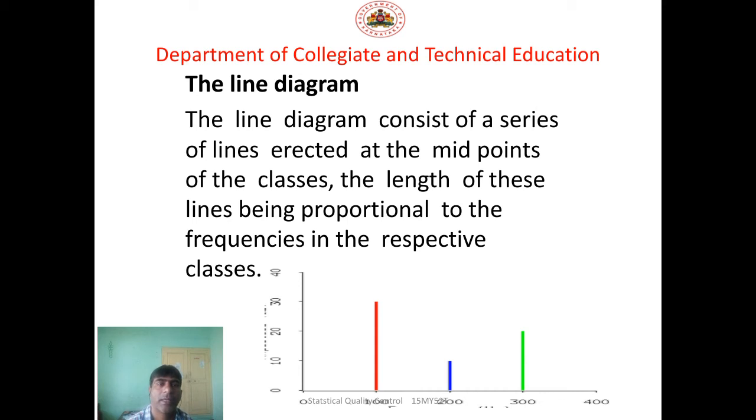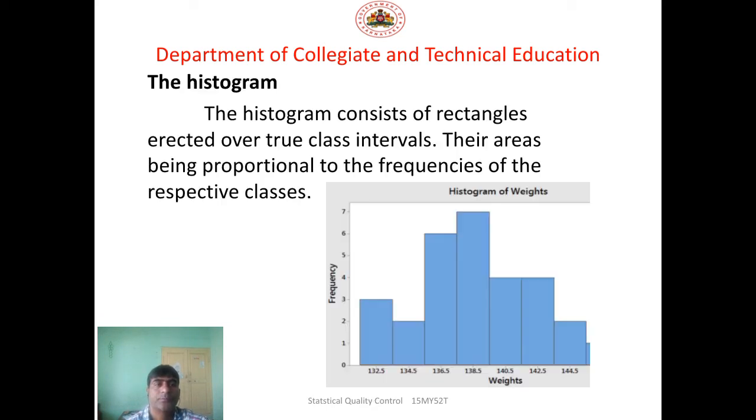So this line diagram was the first type of frequency graph. Next we'll see the histogram, the second one. A histogram consists of rectangles erected over the true class intervals, their areas being proportional to the frequency of the respective classes.